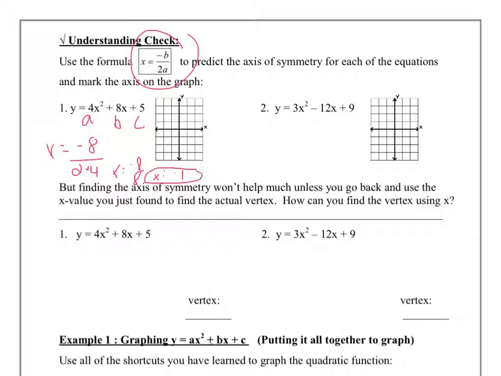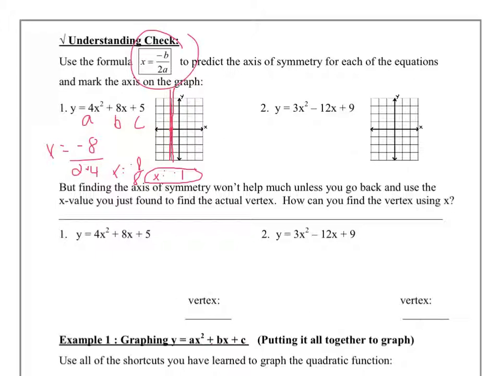So x is always negative 1. So if I find negative 1 on the x-axis, I know that it's always negative 1. So it's negative 1 here, here, here. So I can draw my axis of symmetry here. This is where it's going to be the same on both sides. All right, let's try the next one.